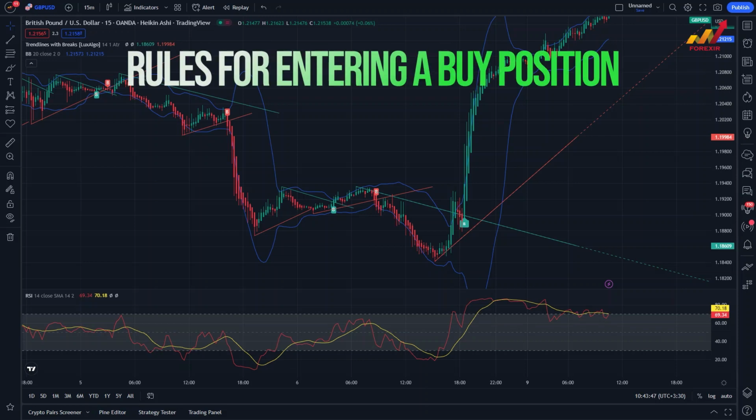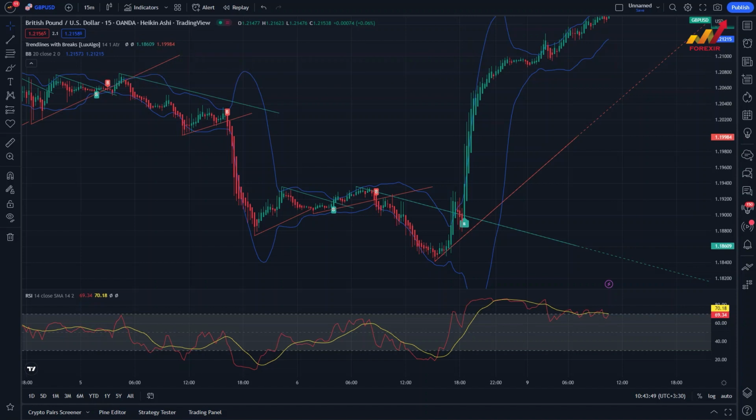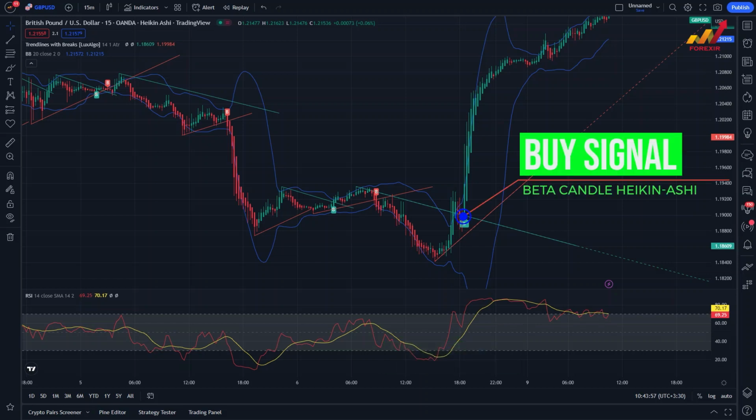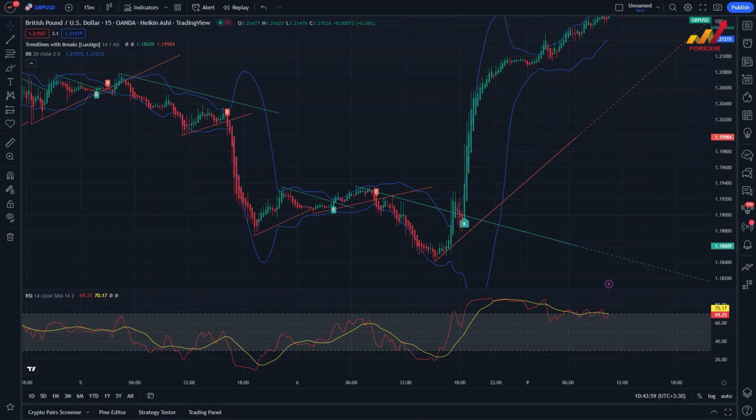Rules for entering a buy position. When the price hits the lower band of the Bollinger Band, the yellow and red RSI lines should be in the oversold area. Then we wait for the price to cross the green trend line upwards. The green label confirms that the price has broken the green trend line. Now look at the RSI indicator. If the red line crosses the yellow line upwards, you can open a buy position.